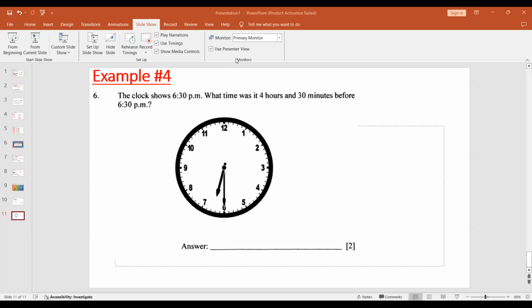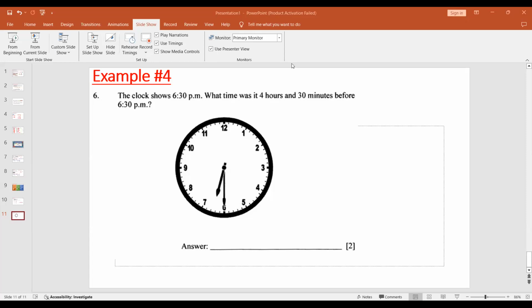Okay, what do y'all have for number 6? No, I said number 6. What do y'all have for example number 4? What do y'all get? Let me hear you. Someone said 2:30, someone said 10:30, someone said 2 o'clock. It's 2 p.m. How did you get that?